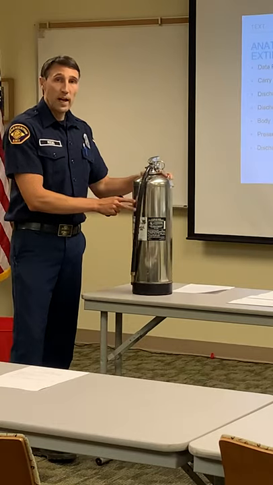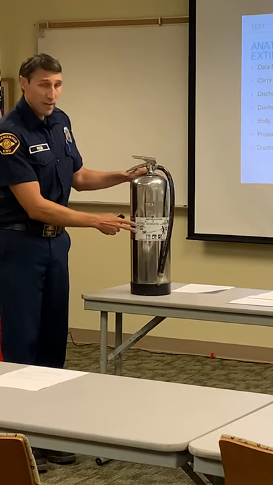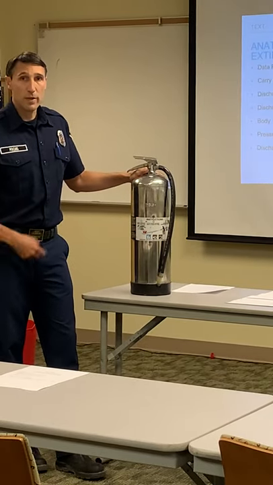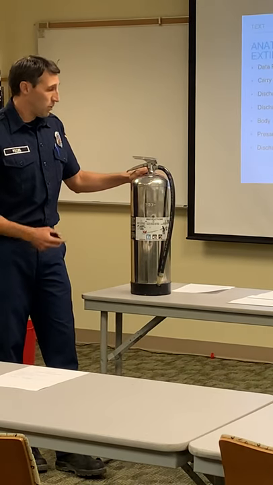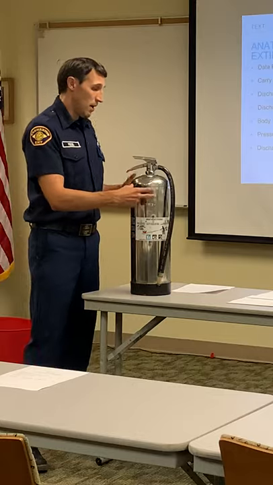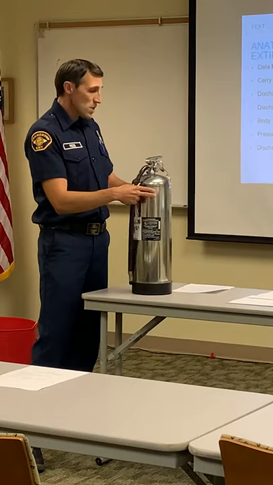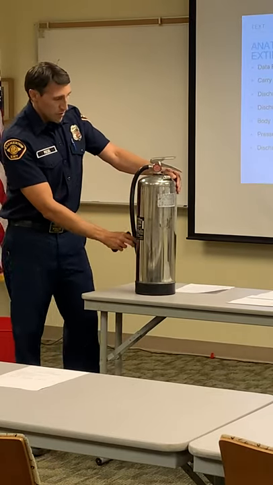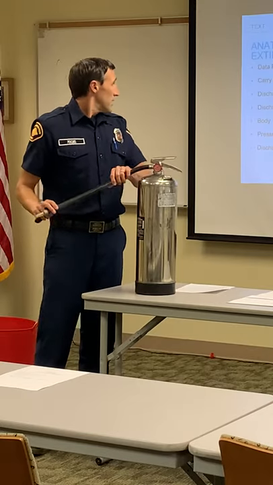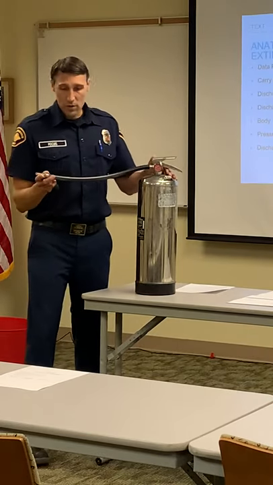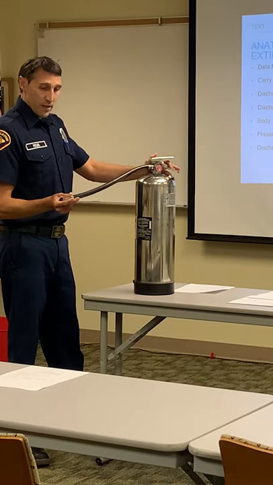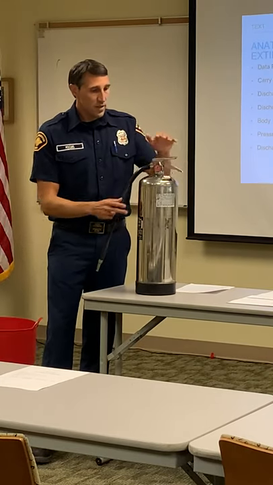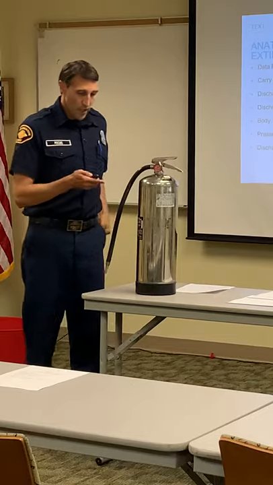The other thing we want to look at is dates. Most have a date that they expire by, so make sure you have one that's either serviced or up to date, or that it's within its functional working time. We've got a discharge hose, as well as the discharge nozzle right here. So that's the basic anatomy of this, the one we're going to be working with today.